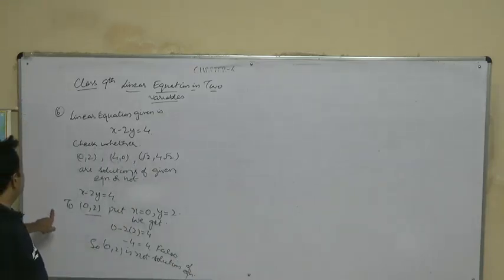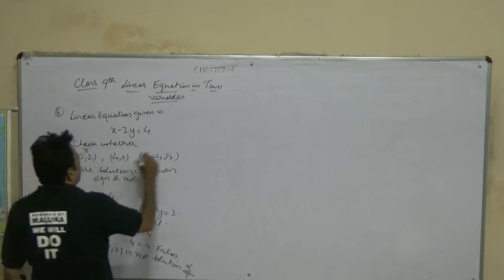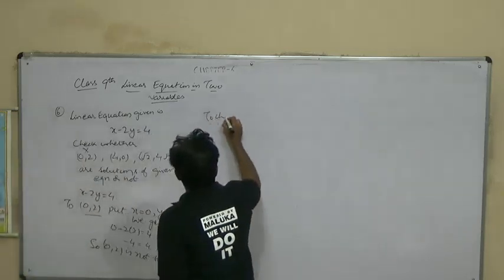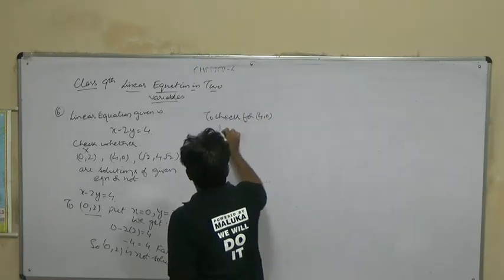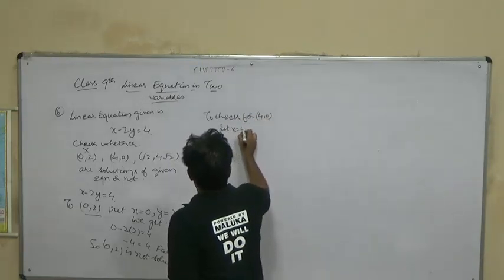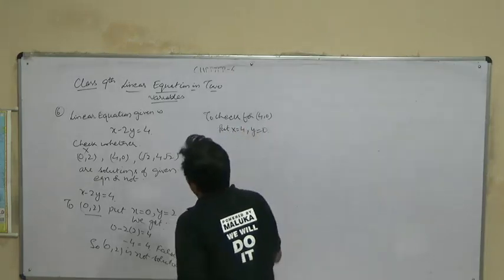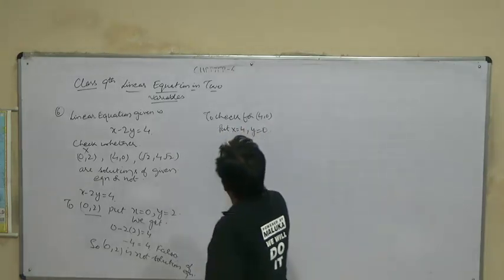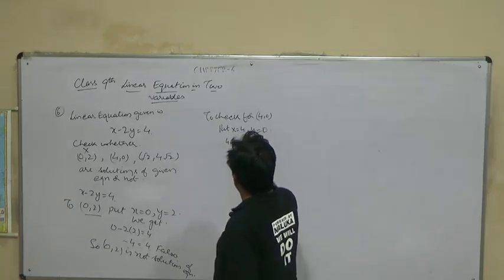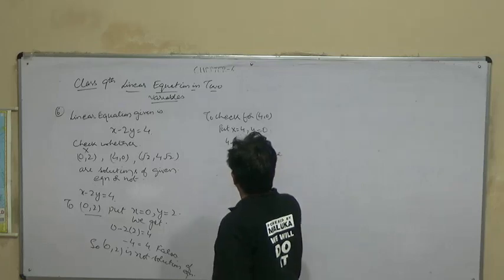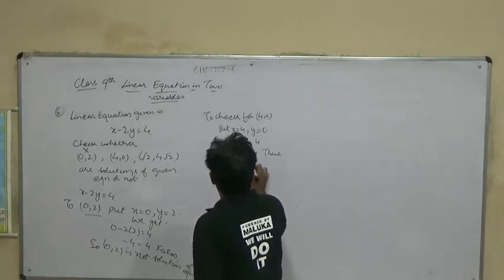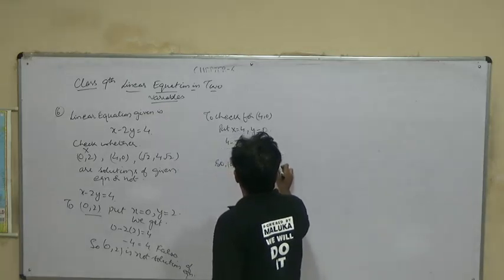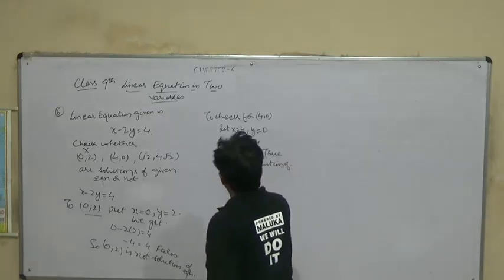Then we check the second part. Second is (4, 0). To check for (4, 0), put x is equal to 4, y is equal to 0. So we get 4 minus 2 into 0 is equal to 4, this is 4 is equal to 4, this is true. So (4, 0) is a solution of the given equation.